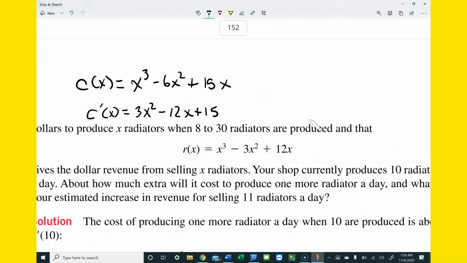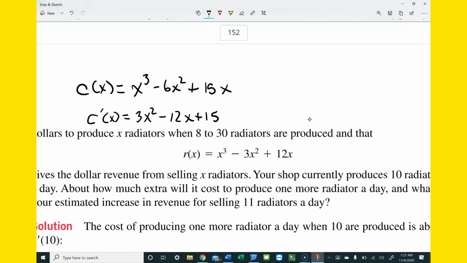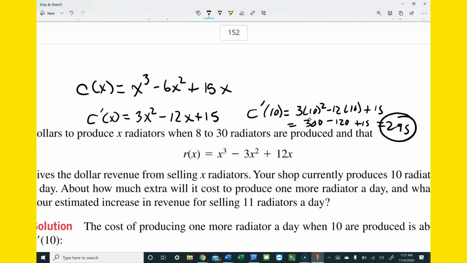And we're trying to answer how much extra it will cost to produce one more radiator per day when we're producing 10 radiators. So now all we've got to do is plug 10 into this marginal cost function, which is c prime of x. c prime of 10 is going to be 3 times 10 squared minus 12 times 10 plus 15, which is going to be 300 minus 120 plus 15. That's going to be 280 plus 15. That's 295. So we would estimate that it will cost us $295 to produce one more unit.